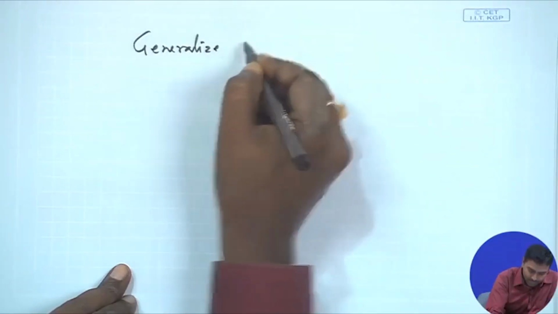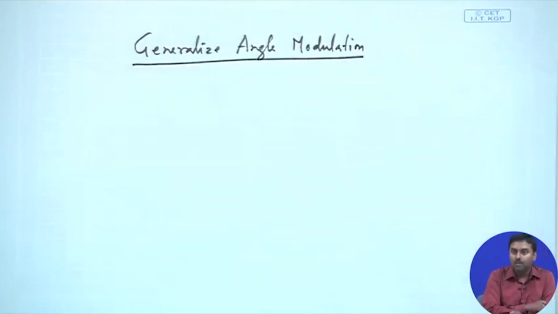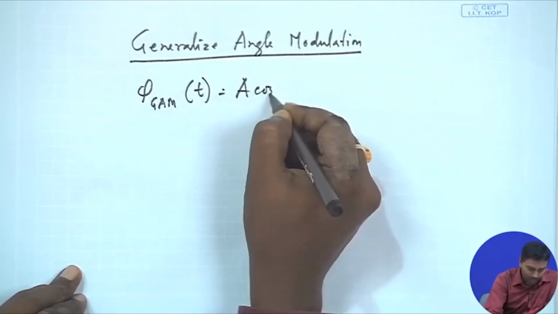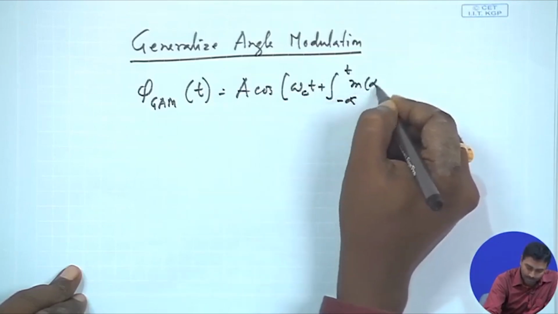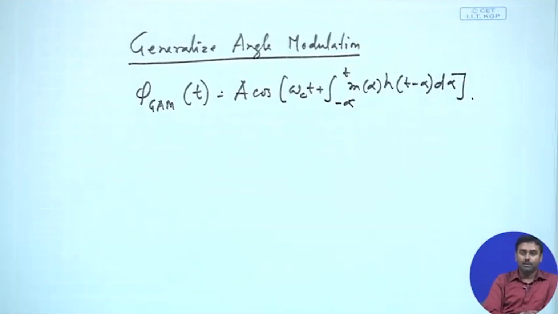So, with that, can we just give a unified representation? So, that is something we will just say. So, we call it a generalized representation. This is just the most generalized FM or PM modulation that we can give, or any other angular modulation that we can give. So, we can see if I just write it in this expression, it is A cos of omega c t plus integration from minus infinity to t of m alpha h of t minus alpha d alpha. I will just explain what I have just written. Okay.